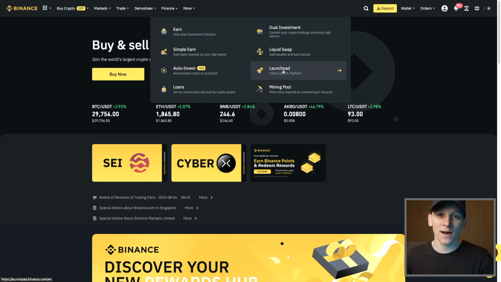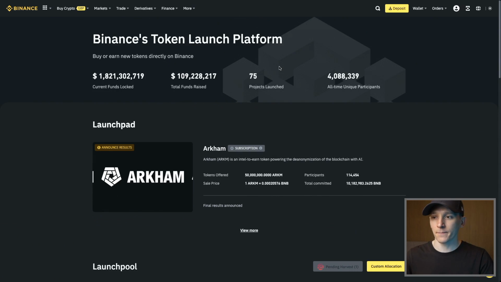If you come to your Binance account and then just go to Finance, it may be called Earn up here, but you want to go to the Earn or Finance tab and then Launchpad. Both Launchpad and Launchpool are within the same page, but they are different in terms of the risks and how they work. So in terms of Launchpad, what exactly is this?